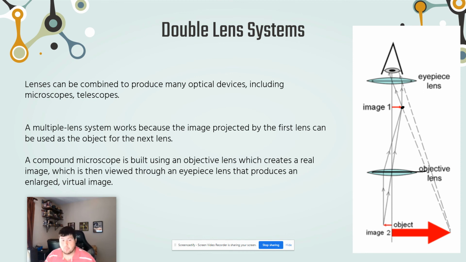So the multiple lens system works because the image projected by the first lens is used as the object for the next lens. In general, if you make a microscope, for example, you use some objective lens, the one that you're putting near your sample, to make a real image, and then you're blowing that real image up and making it a virtual image through the eyepiece lens, which helps it also be upright, which is super nice as well.